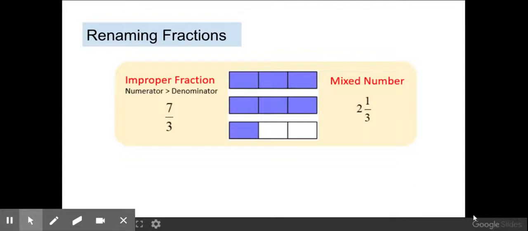It's important to talk about renaming fractions. When we're converting from an improper fraction to a mixed number, or a mixed number to an improper fraction, what we're actually doing is renaming the fraction. It's the same thing. 7/3 is the same as 2 wholes and 1/3. I'm just calling it by a different name.